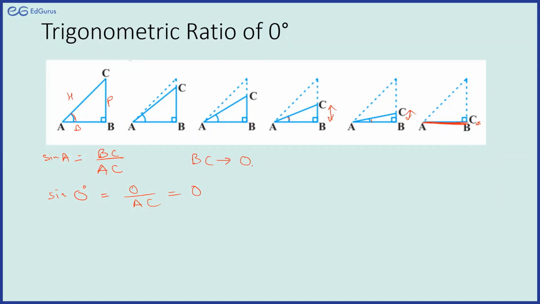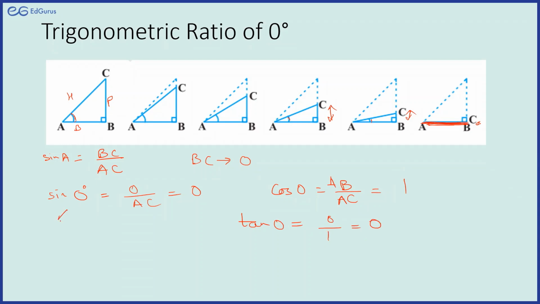Zero. Okay, so from here our values come. Similarly, what will cos 0 be? Cos 0 is base upon AC, AB upon AC. Now AB and AC are both equal, they have become equal at 0 degree. So this is equal to 1. And tan is the ratio of sine upon cos. So 0 upon 1, this is 0.